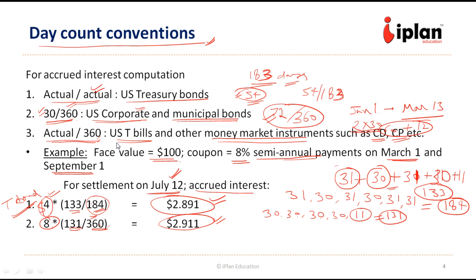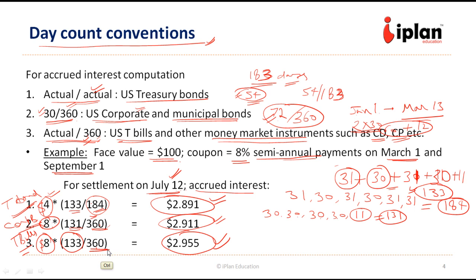Now let us look at the third case of US treasury bills. What happens in that case? It is actual by 360. We already counted. Actually it is coming 133 days, and in the denominator we need to have 360 as per the convention here, and 360 days have $8 as coupon. So we multiply it and we get 2.955. So this accrued interest is the highest as compared to the treasury bond and the corporate bond.